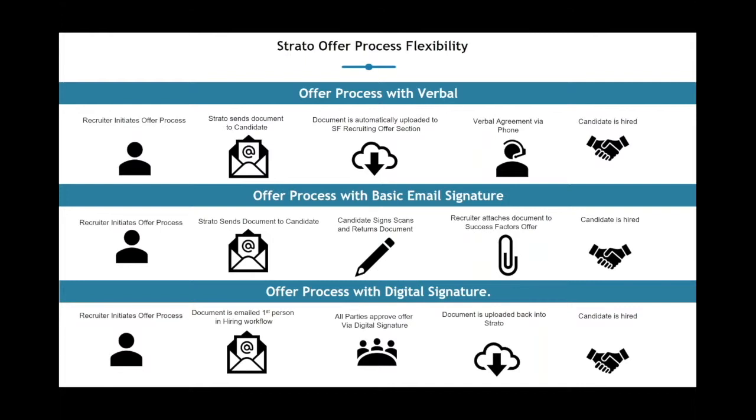Then there's also the process, and this is where a lot of my customers are. They have a basic signature, right? They send out the offer and they need it signed. So with Strato, the recruiter can initiate the process. Strato would send the document to the candidate. The candidate would scan and paper sign that document, and then they would attach it back into recruiting. And then, of course, the candidate is hired.